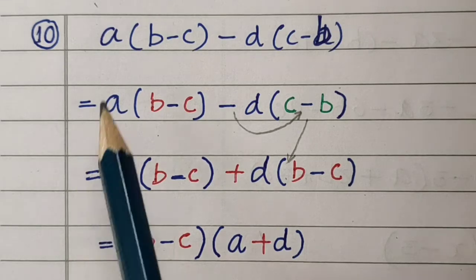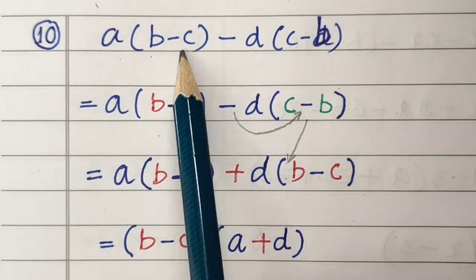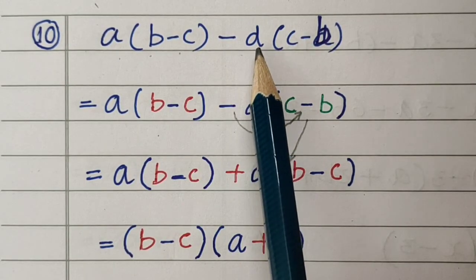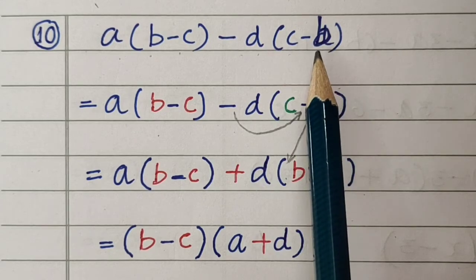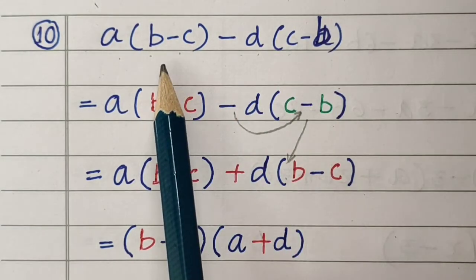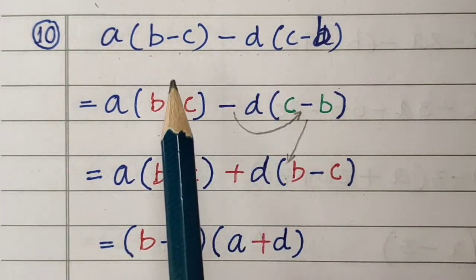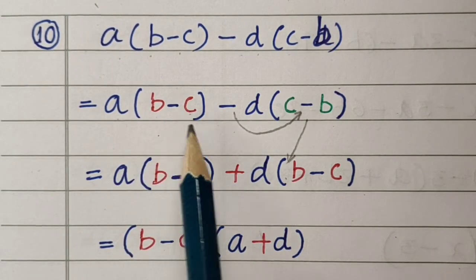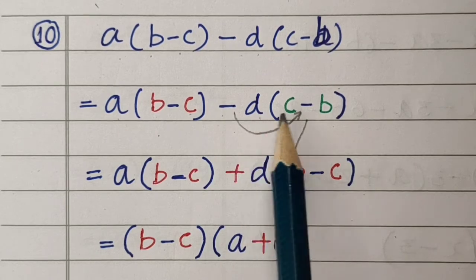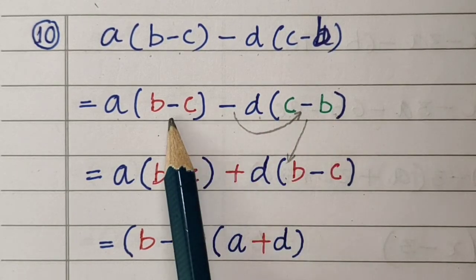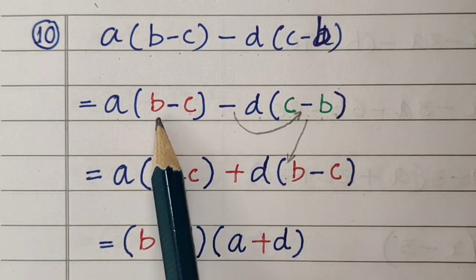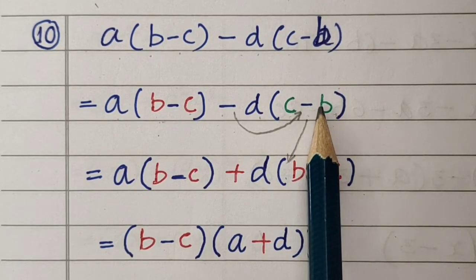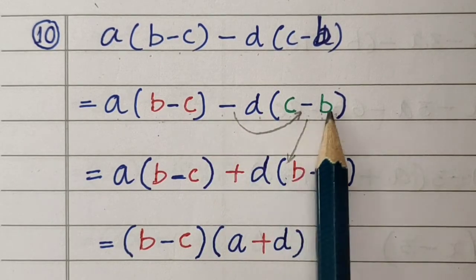Factorize a into b minus c minus d into c minus b. So you might be in a hurry to remove the brackets. Just observe the things. A into b minus c minus d into c minus b. There is a common factor here. The only thing is the signs are changed. This can be changed. These signs can be changed.